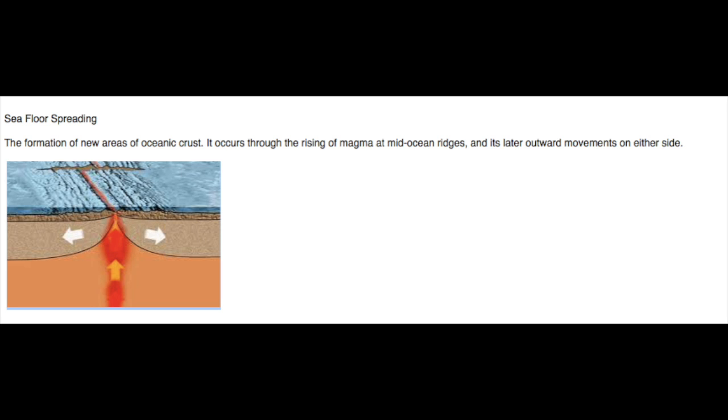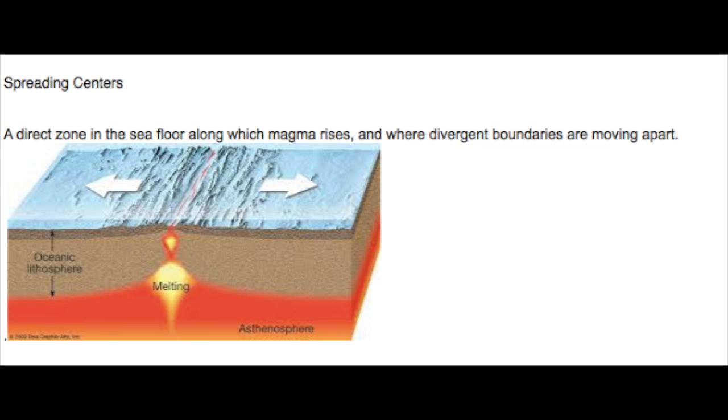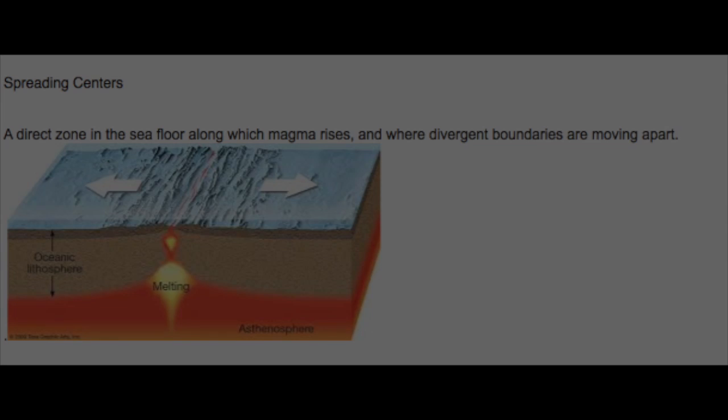Seafloor spreading is the formation of new areas of oceanic crust, and it occurs through the rising of magma in mid-ocean ridges and its later outward movement on either side. Spreading centers are a zone in the seafloor along which magma rises and where divergent boundaries are moving apart.